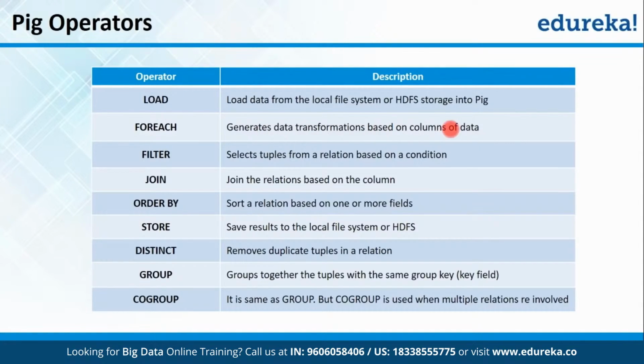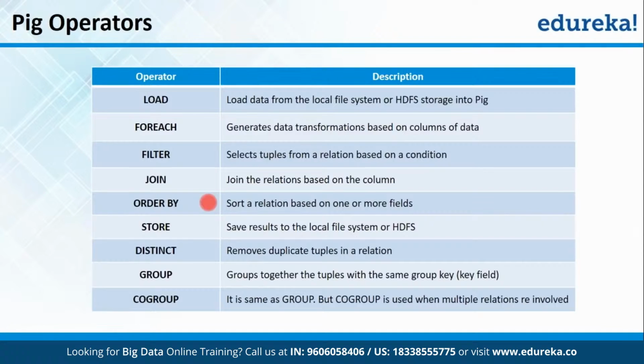So just don't get confused. What happens is for each row, for each generates a set of columns that has been specified in the query. We are going to see it in practical today, so you'll get clear from there. Filter is as simple as filtering the relation on the basis of a condition. Join is to join two tables or relations on the basis of a column. Order by is to sort a relation or values on the basis of one or more fields.